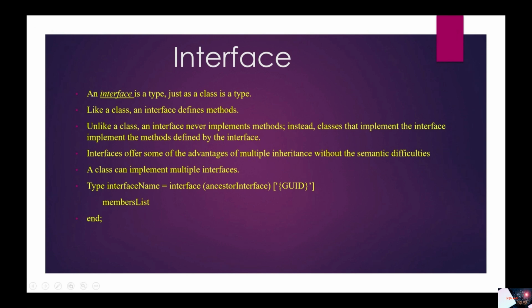The interface is also a type, so interface name equals interface, and we can write the ancestor. Within an interface we can also inherit an interface, and after that the GUID, globally unique identifier, and we can declare here the list of the members, right? All the members are procedures and methods, that is, functions and procedures we can list down here. As we know, in an interface we cannot give the definition of those methods. Once we inherit that interface into a class, we can give the definition of those methods.